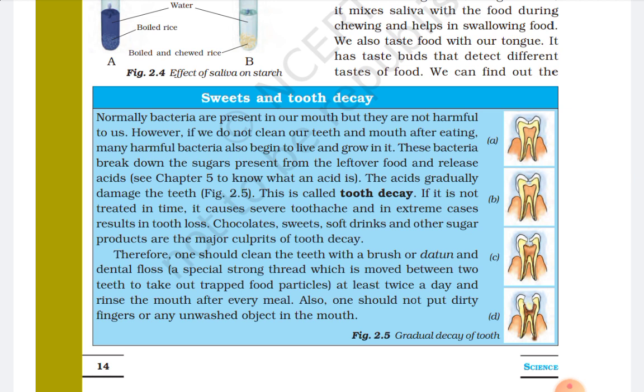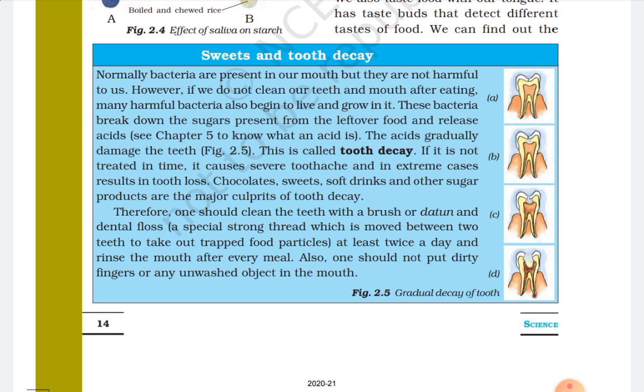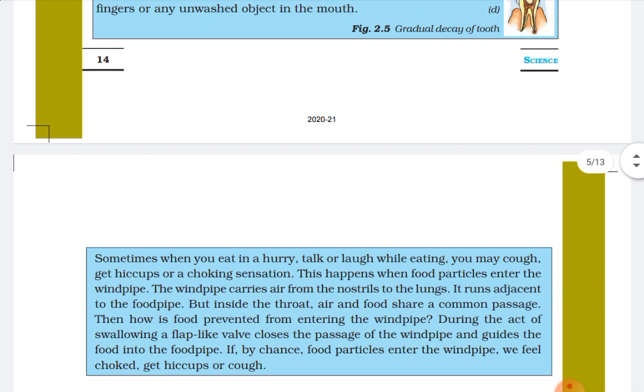Therefore, one should clean the teeth with a brush or datun and dental floss, a special strong thread which is moved between our two teeth to take out the trapped food particles, at least twice a day, and rinse our mouth after every meal. Also, one should not put dirty fingers or unwashed objects in the mouth.